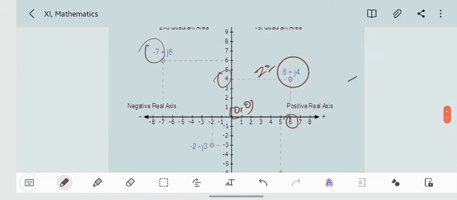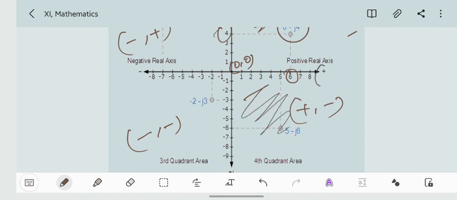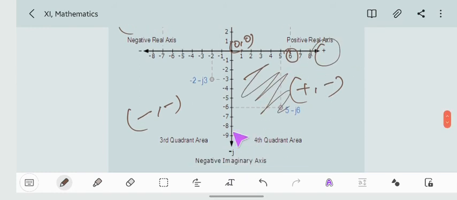Remember, the first quadrant is the positive quadrant, plus plus, because the x-axis is positive and y is also positive. In the second case, x is negative, y is positive. In the third case, both are negative. In the fourth case, one is positive, another is negative. So we always try to understand this by considering the area. This particular region is formed by the positive x and the negative y. That's why we write plus and minus.